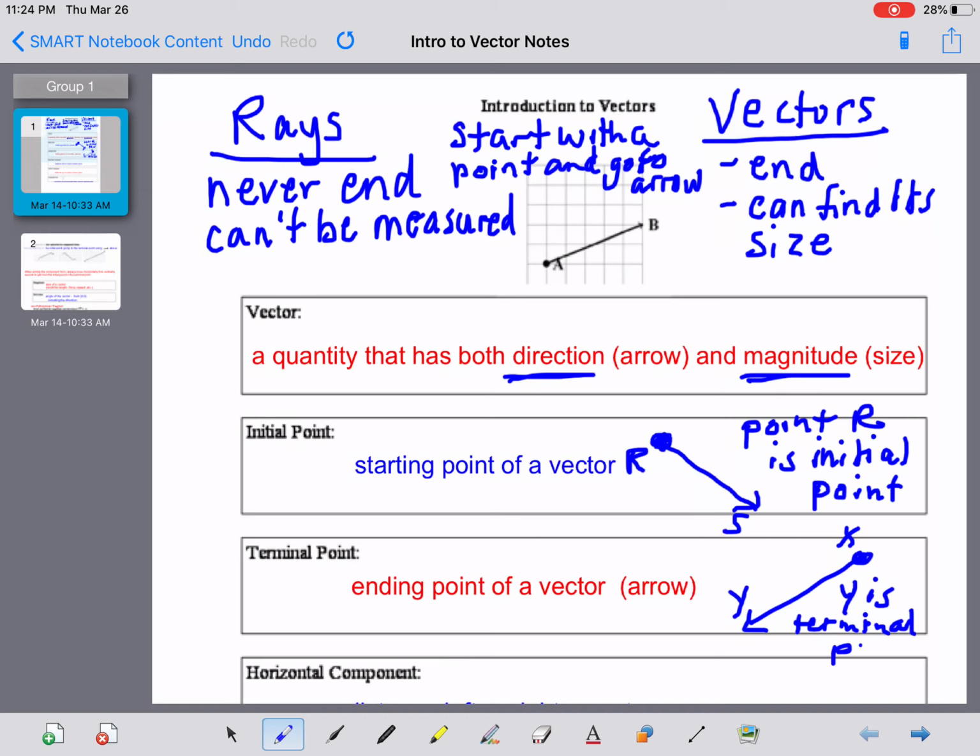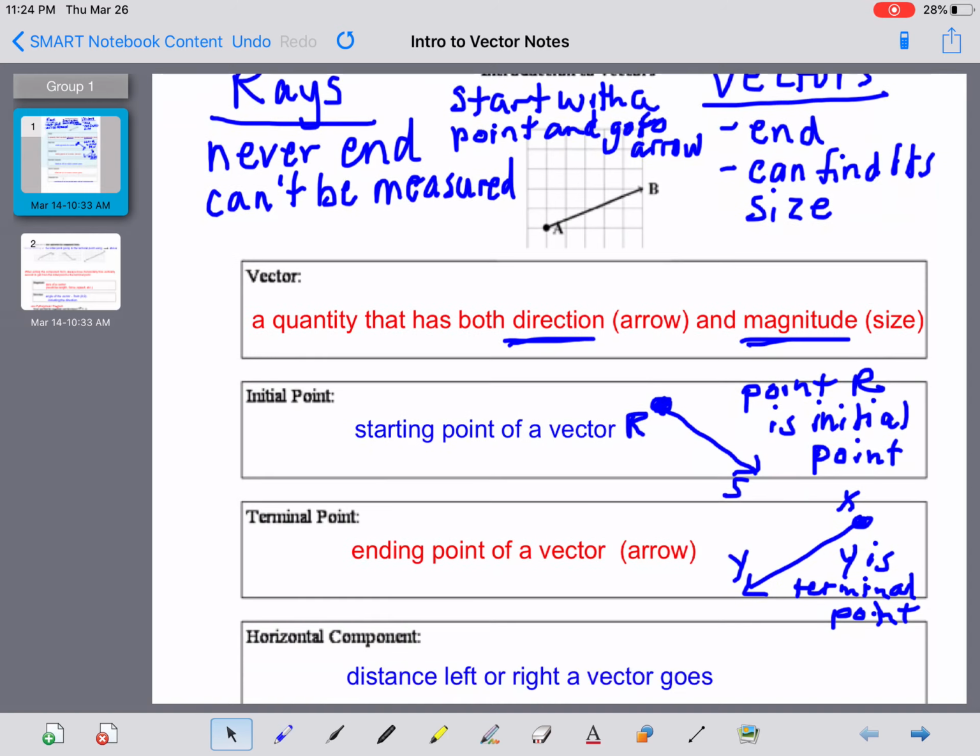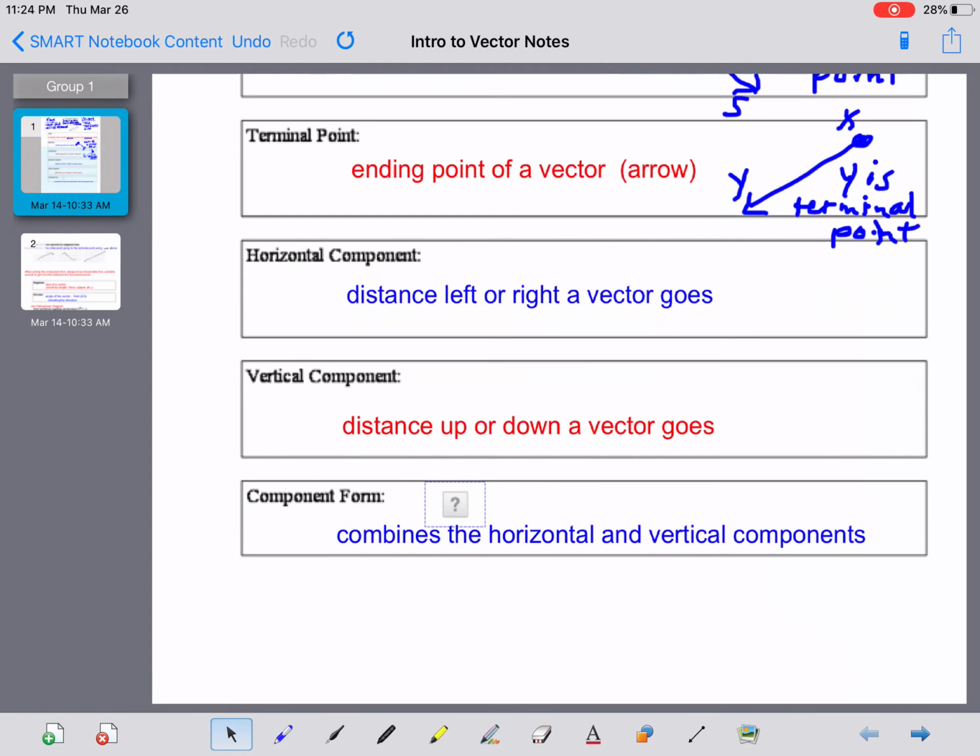Okay, if you think of the word terminal, it means ending. So something that ends. So the terminal point is the ending of the vector. Moving our page up here, I have the horizontal component. So the horizontal component is the distance left or right a vector goes.